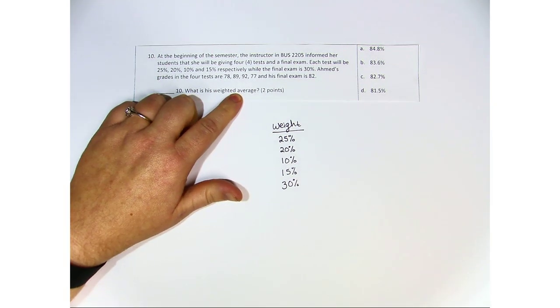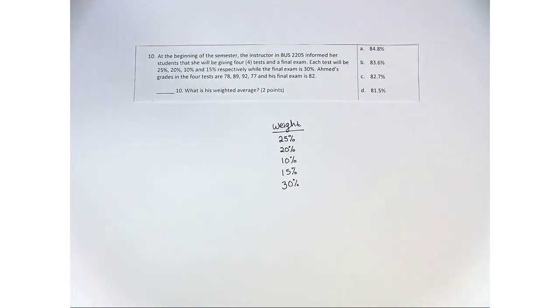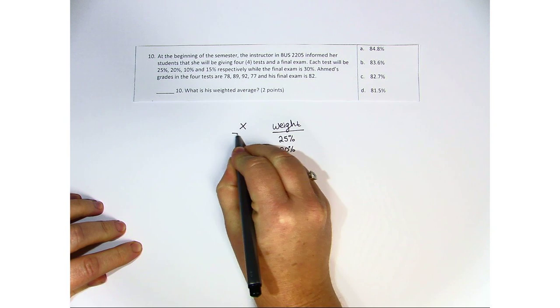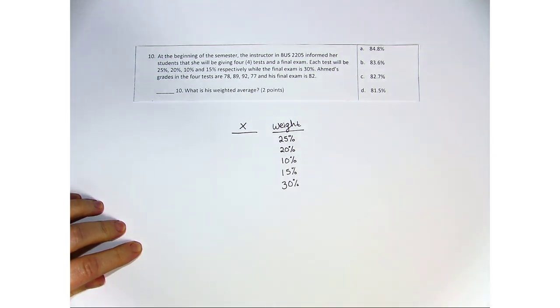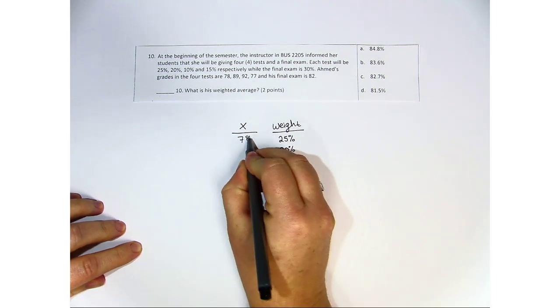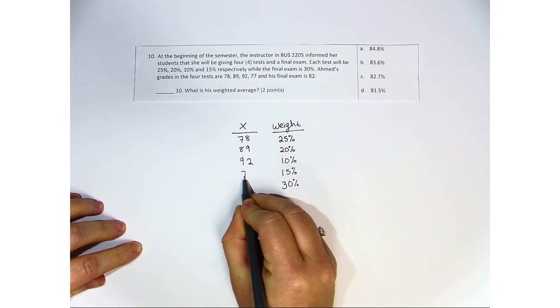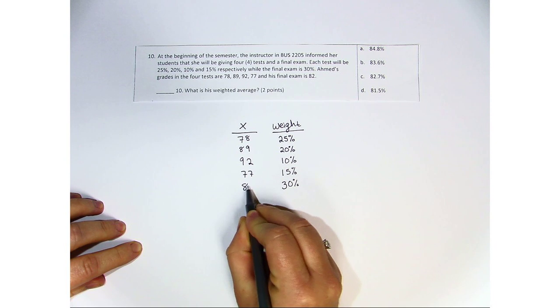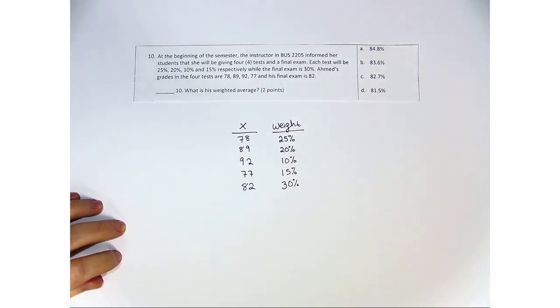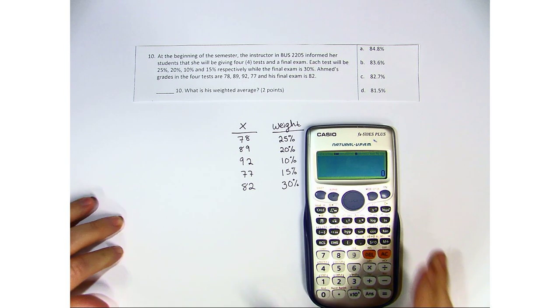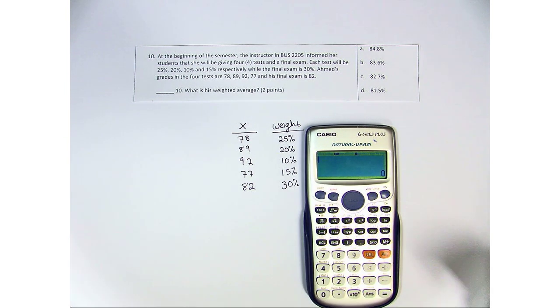So we're really focused in on the average scores that he's made on the tests. So our actual data is going to be his test scores. So the test scores are 78, 89, 92, 77, and the final exam score of 82. So now we get out our calculator and we need to start by putting in data. Now at this point you should have your frequency on, but if not, go back into frequency and how to set up the calculator's video and get that set up.